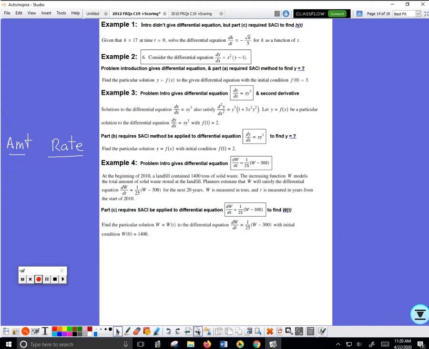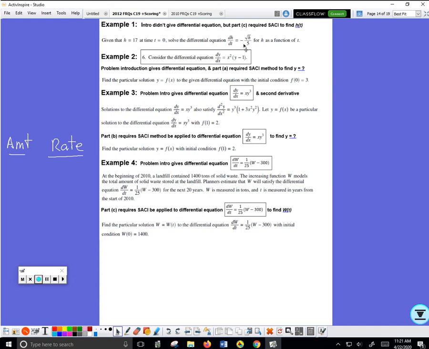I posted this on Canvas, and what I did is I went through, and I've since added one to it, 4 different AP tests over the years, and I tried to find the wording they used that was the clue to me that I had to use the Sassi method. Like right here, example 1. In this particular problem, the introduction didn't say anything about a differential equation. But when I got to part C, they had that special wording that Cassidy's talking about. They said, okay, when h is 17 and time is 0, solve this differential equation.